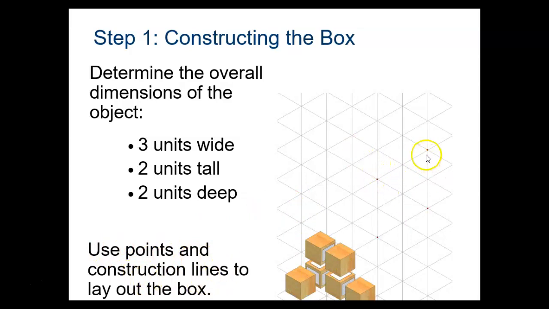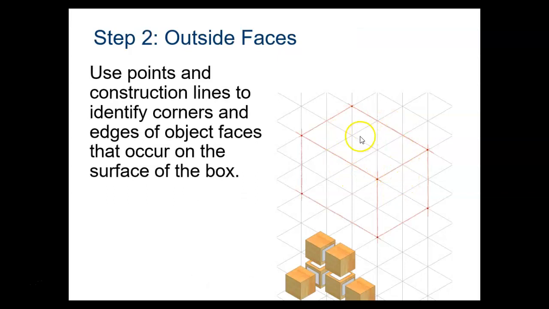So here we have points. We draw the glass box for step one, as you see here. Step two, now we are going to use points and construction lines to identify corners and edges of the object faces that occur on the surface of the box. So here we have those lines. We have these lines. We have points. And then lines.